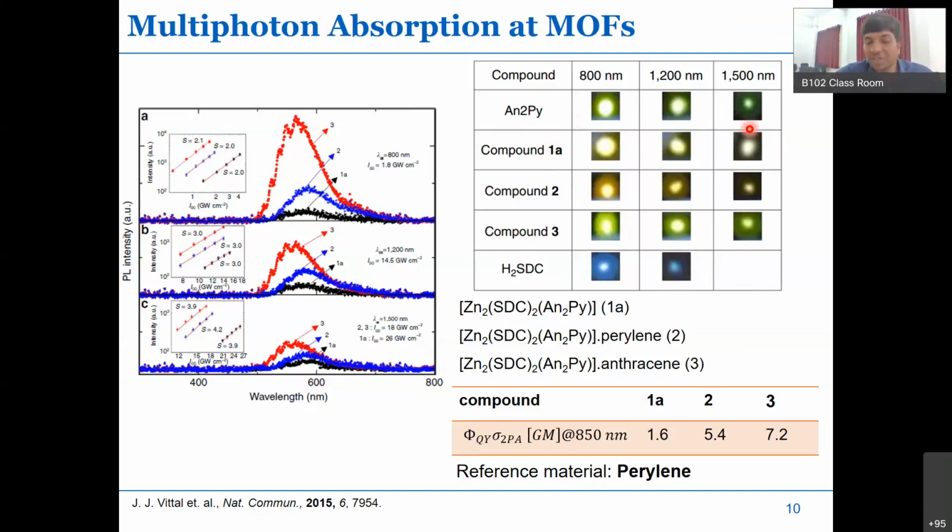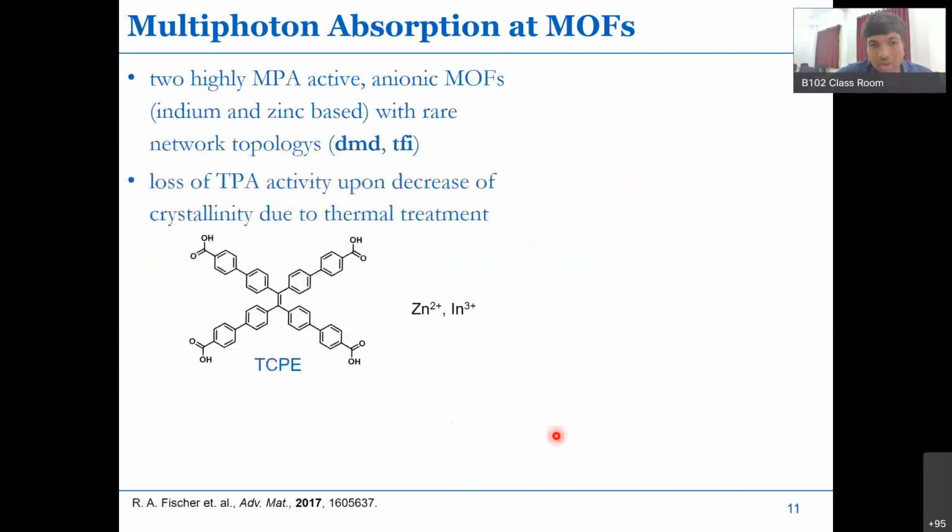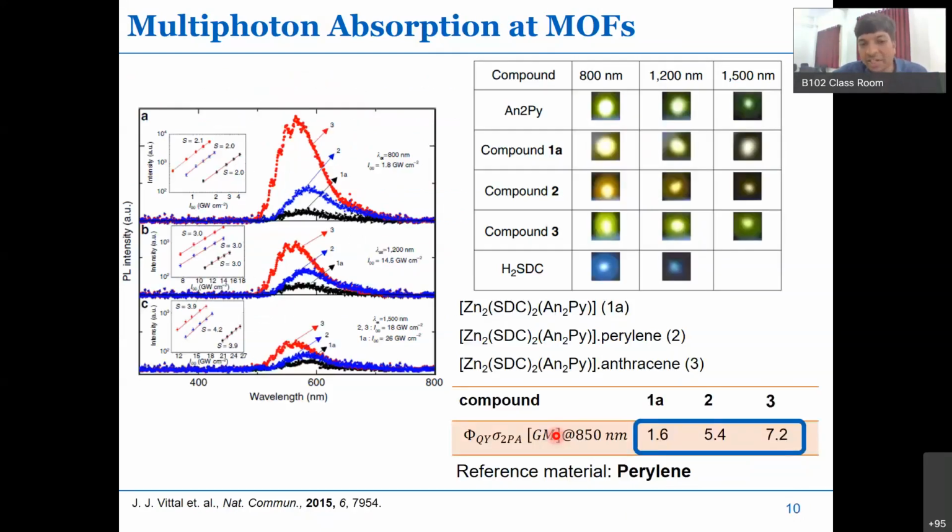This is the first material which shows the multiphoton absorption in the MOF actually. But let me highlight that although the performance is decent, with a 7.2 Goeppert-Mayer absorption cross section, its values are not that great. So how to improve it? So this was the idea we have been working on.